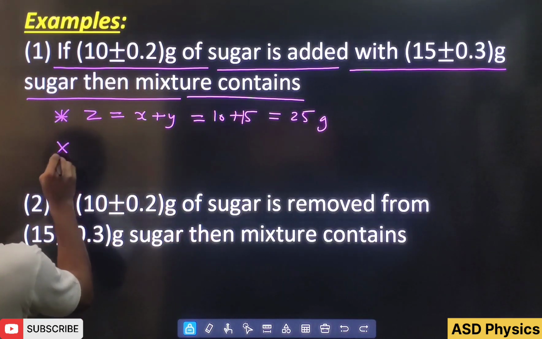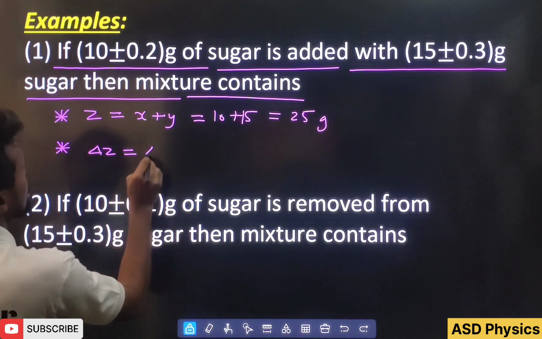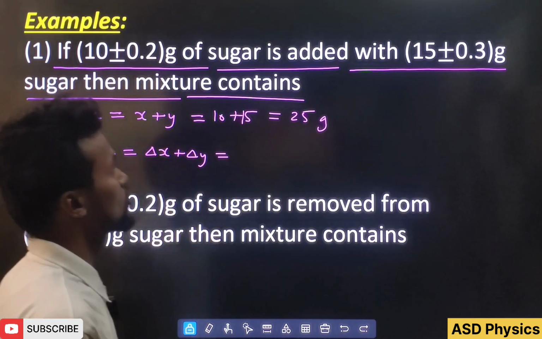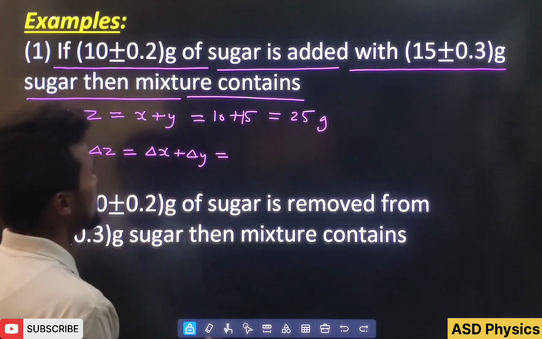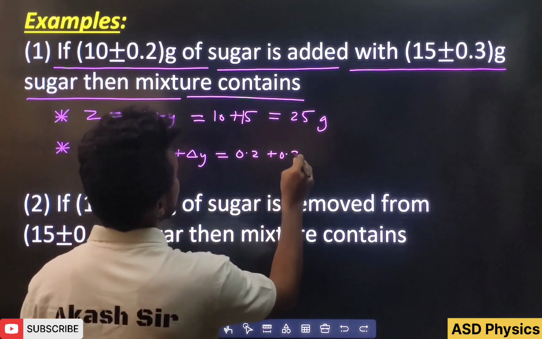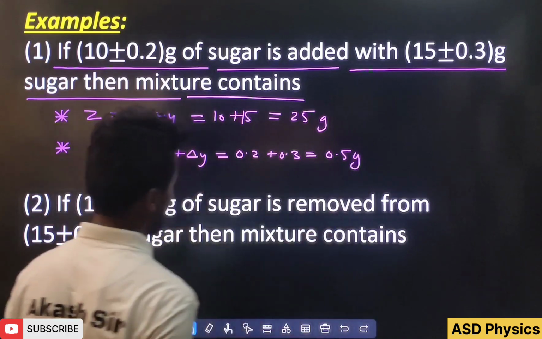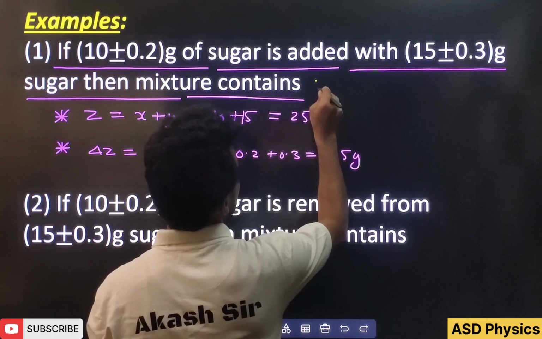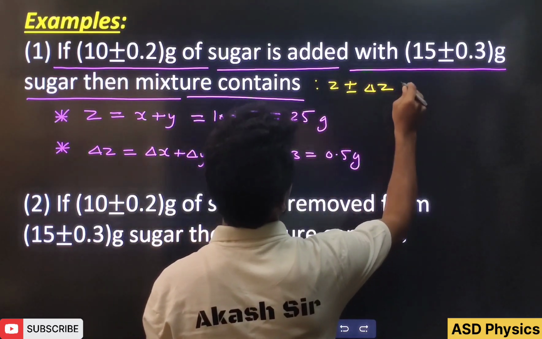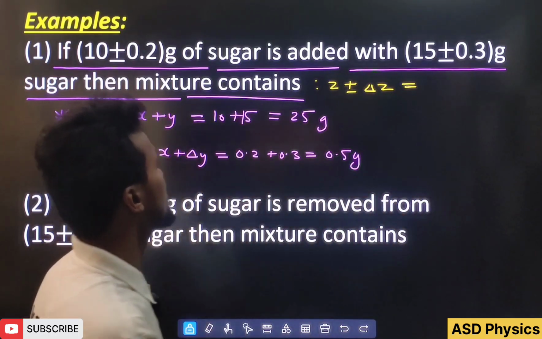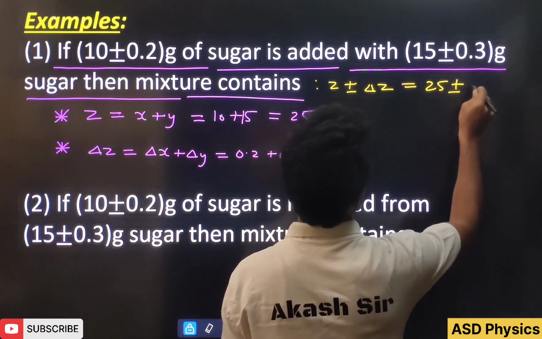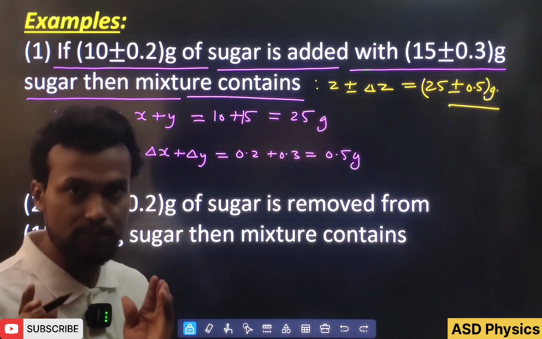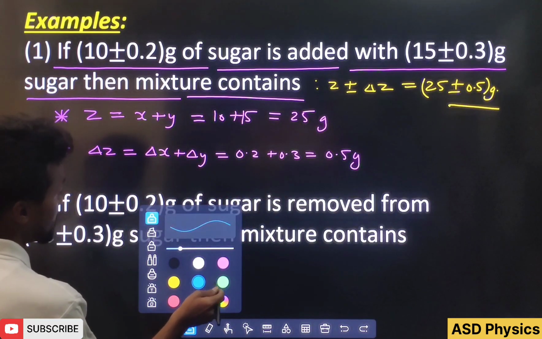Now, the error in addition, as you know very well, is delta x plus delta y. Here delta x is 0.2 and delta y is 0.3. So 0.2 plus 0.3 will become 0.5 gram. When I report how much the mixture contains, I will write it in the form z plus minus delta z. So it will be 25 plus minus 0.5 gram. This is going to be the answer. This is very clear. Now the second one is more important.